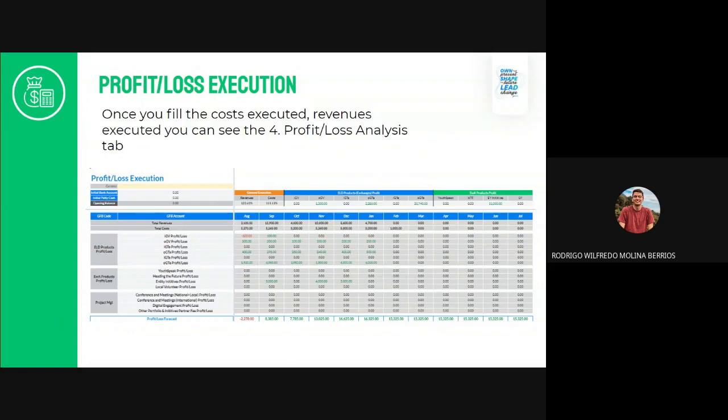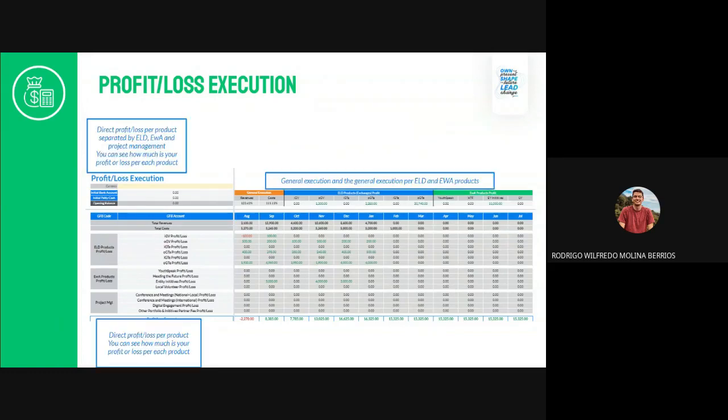automatically autofill, so you don't have to place any more information here, but you will have to analyze the information that this tab is giving you. For example, it will give you the direct profit and loss per product separated by ELD, EWA, and project management. You can see how much is your profit and loss per each product.